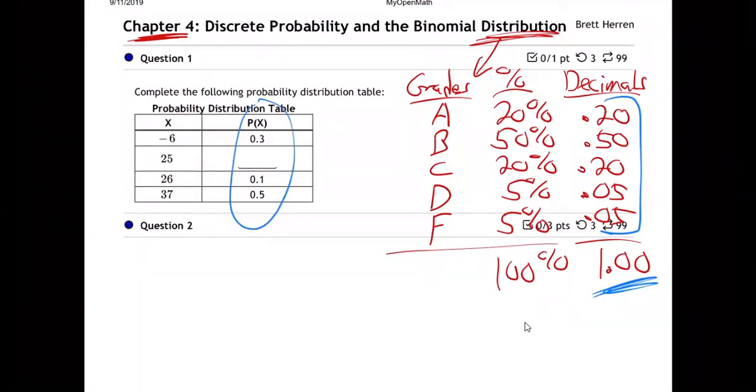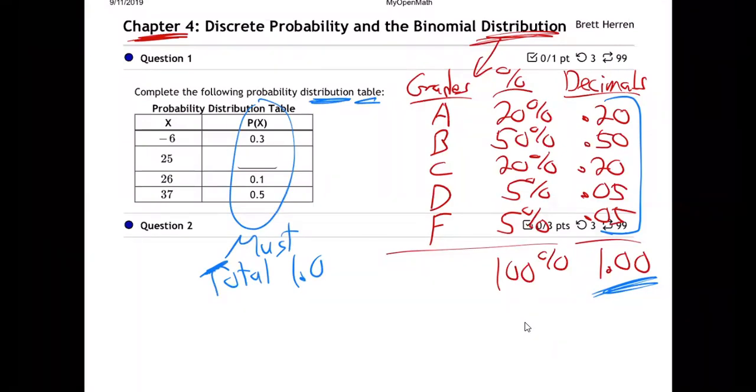So the same thing is true here. These are the different percentages. They must total 1.0 in decimal because they have to be 100%. They have to be everything that can happen. That's what a distribution table means. It's everything that could happen.